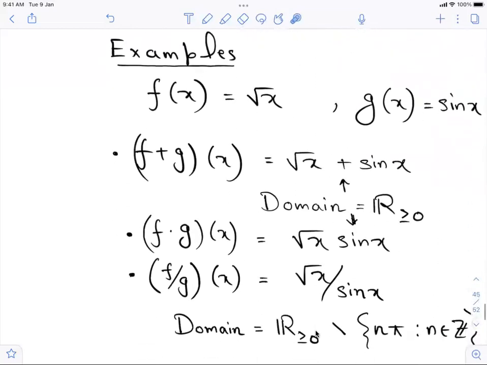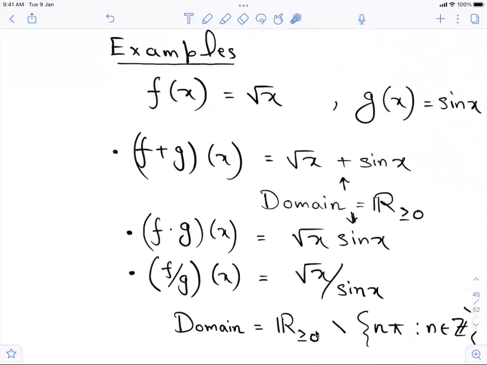So examples: f(x), I'm taking it to be square root x, g(x) is sine x. So f plus g, fg, f over g. First of all, let's talk about f plus g and fg. The sum function will be defined on the intersection of domains of these two functions. So f has as its domain all the non-negative reals, and g has all reals. So the intersection is just the non-negative reals. So this set of non-negative reals is going to be the common domain for both f plus g and fg. In fact, in this case, this is the natural domain.